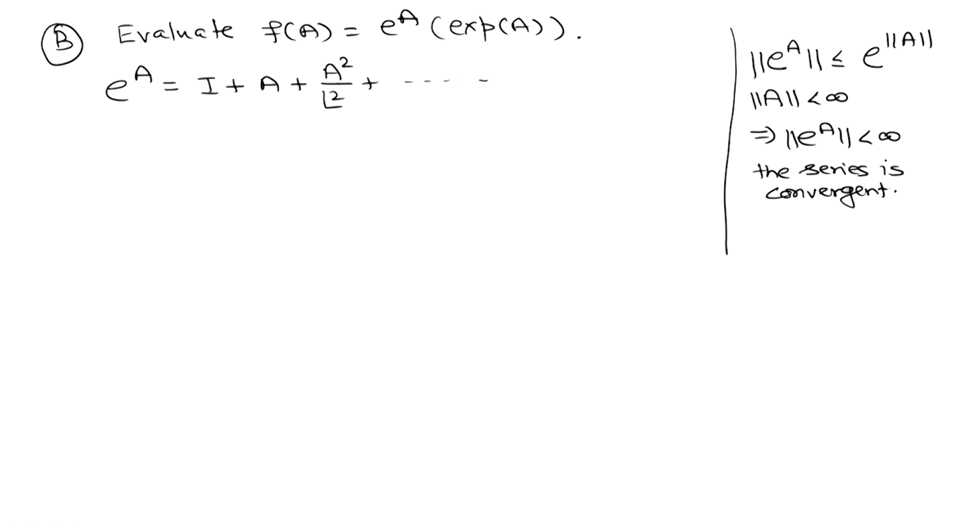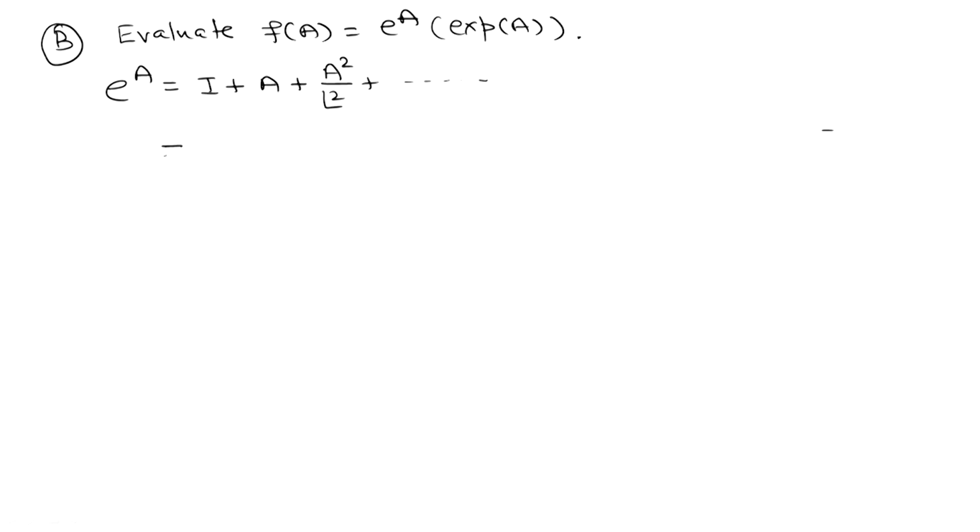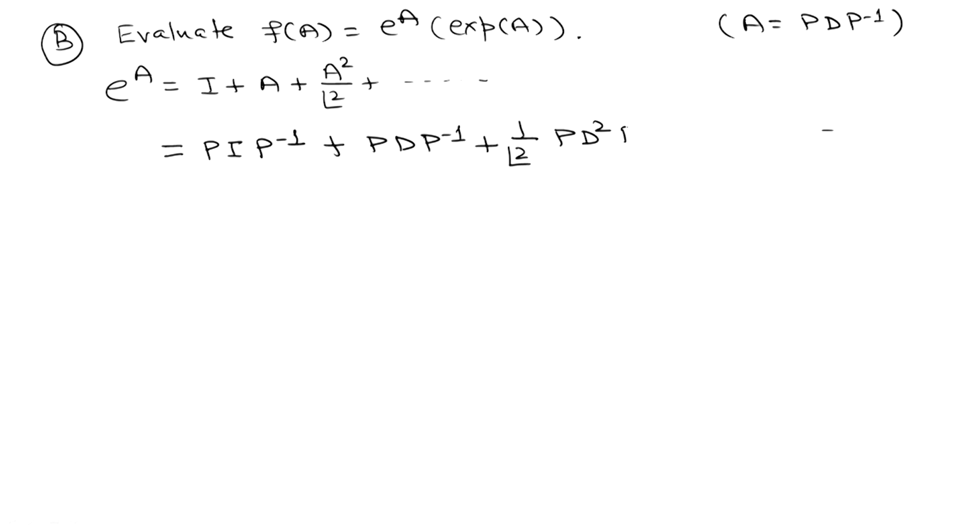So, this is about the convergence of this series. Let us come back to our evaluation. I can write this function, because A is diagonalizable, so I can write A equals P D P inverse. So e raised to power A, I can write P D P inverse plus 1 upon factorial 2, and then A square will become, from the previous evaluation, P D square P inverse, and so on.